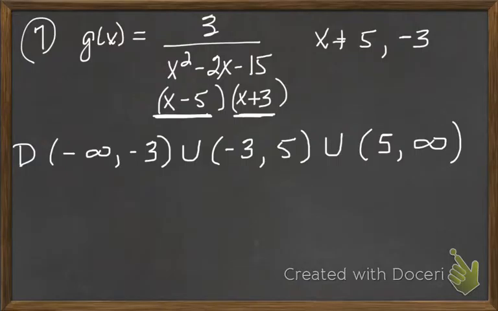So our domain includes everything. If we're having to list all the x's, we have to list all the x's except for negative 3 and positive 5. And that's how we would list all the x's except for negative 3 and positive 5. Questions about 7? All right, let's look at number 11.